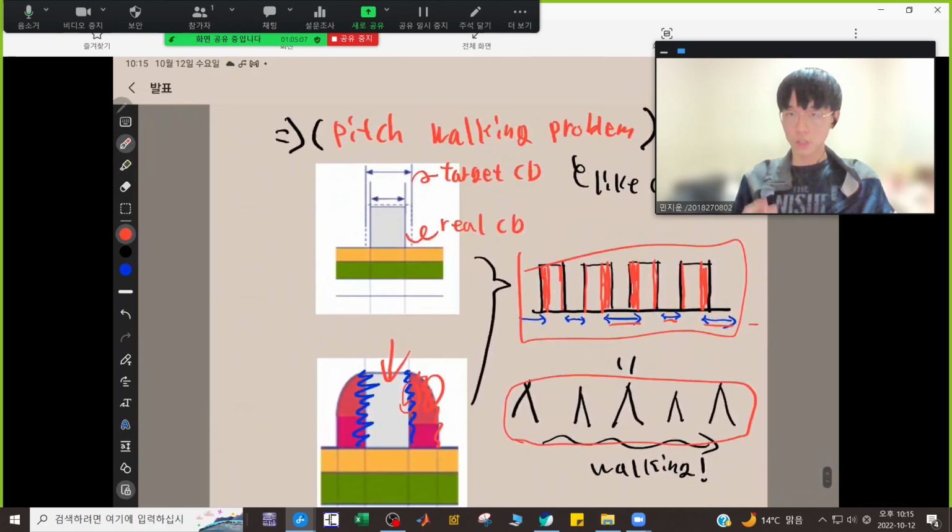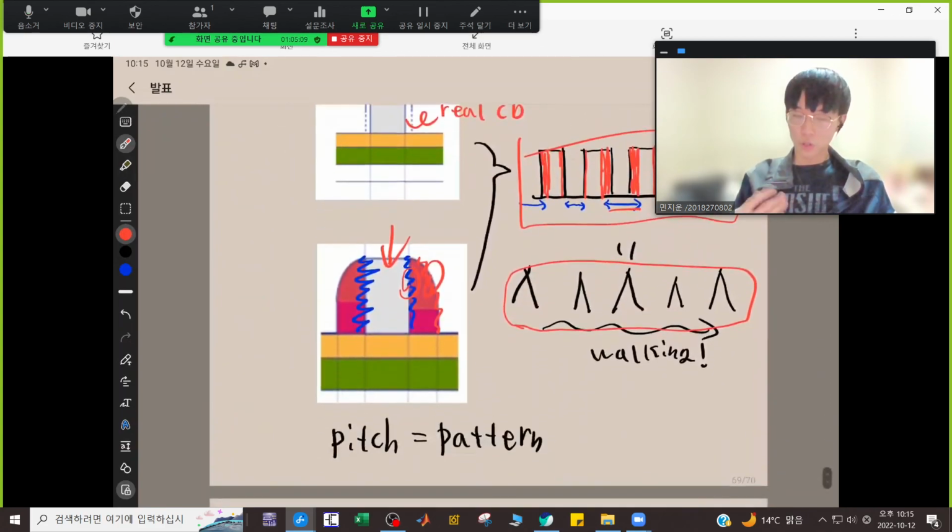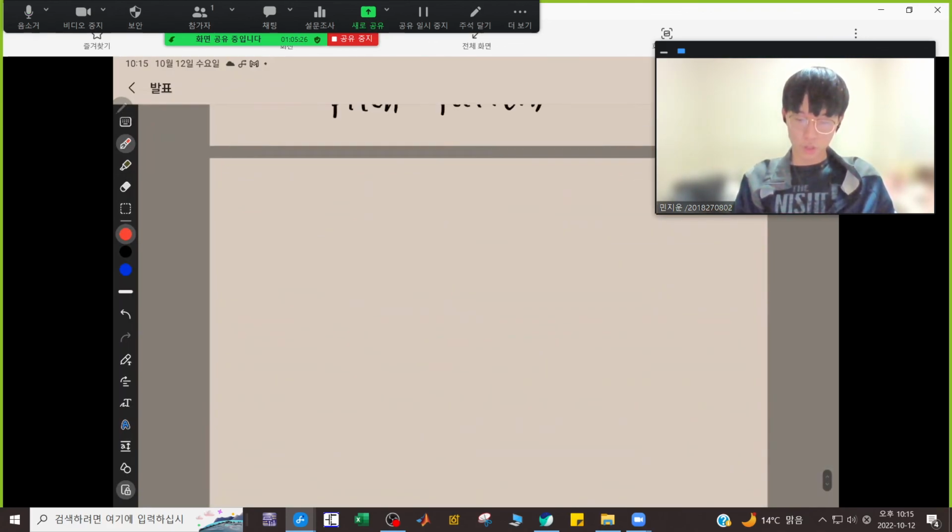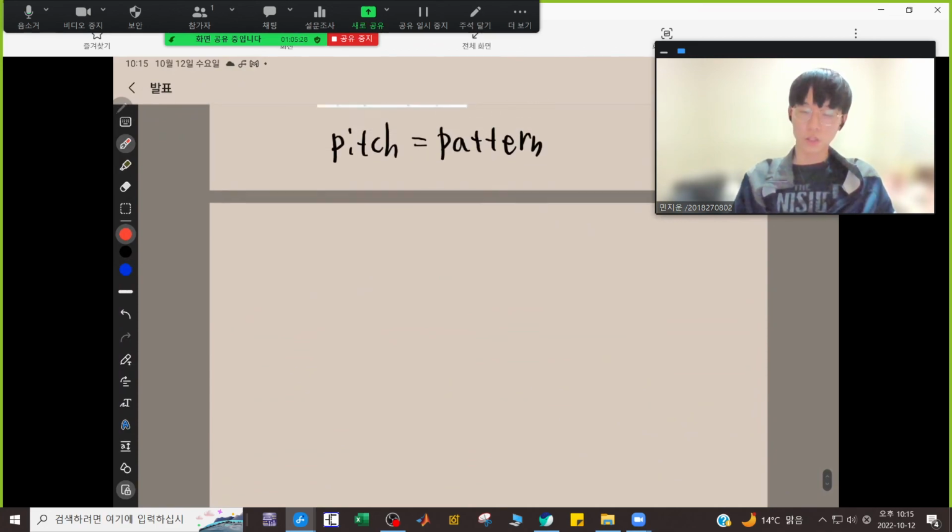and this problem is also similar to overlay. This one is also affected by the parasitic capacitance and other nano-patterning problems. So that's all. Thank you for listening.